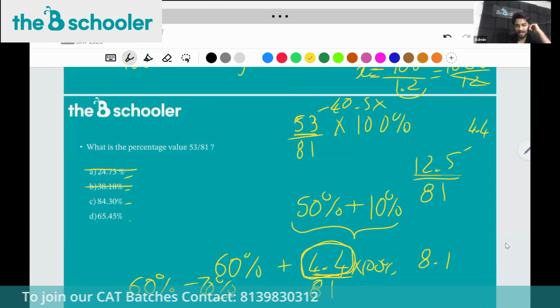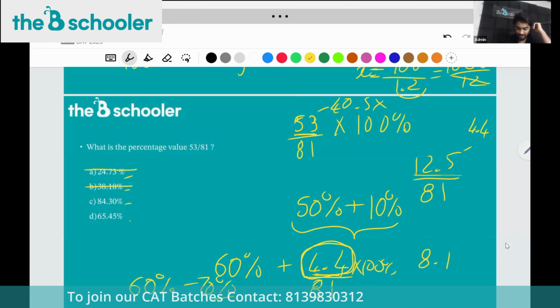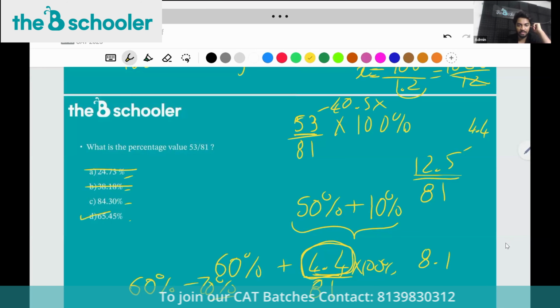Now do you have to find the exact value? You don't have to find the exact value. If you look at the options, you have only one option which is between 60% and 70%, and you can mark it. Clear?